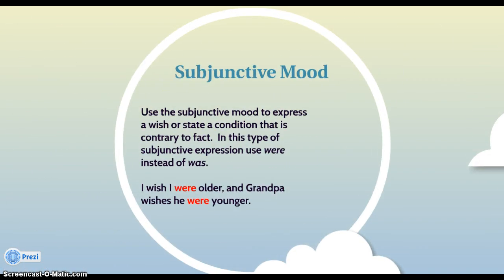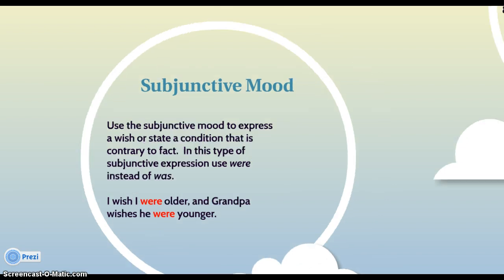Now let's talk about the subjunctive mood. You use the subjunctive mood to express a wish or state a condition that is contrary to fact. That means something that isn't, but you wish it was. In this type of subjunctive expression, use the word were instead of was. For example, the sentence, I wish I were older and Grandpa wishes he were younger. We're stating a condition or a wish that's not what reality is. The reality is the speaker of this sentence is young and Grandpa is old. Each one of them wishes that the condition was different. That's an example of subjunctive mood.